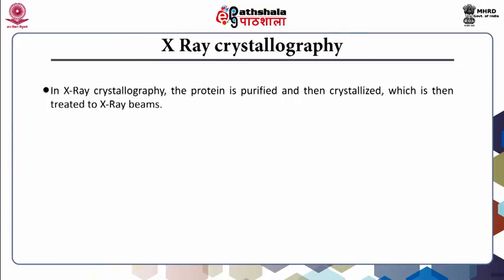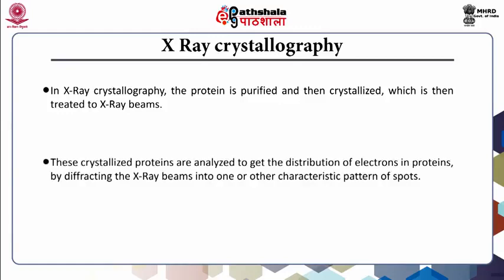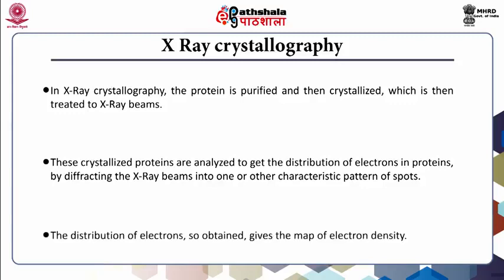In X-ray crystallography, the protein is purified and then crystallized. It is then treated to X-ray beams. These crystallized proteins are analyzed to get the distribution of electrons in proteins by diffracting the X-ray beams into one or another characteristic pattern of spots. The distribution of electrons so obtained gives a map of electron density, which can then be interpreted to determine the location of each and every atom.